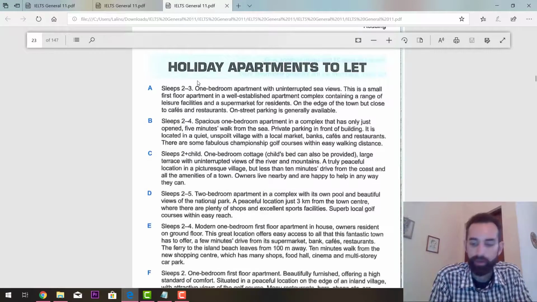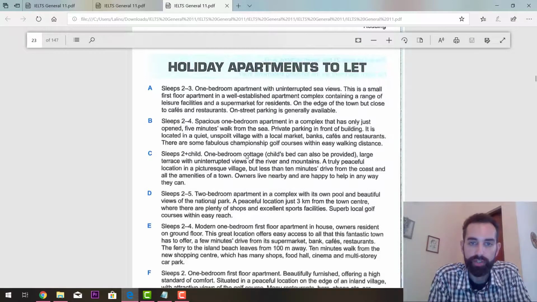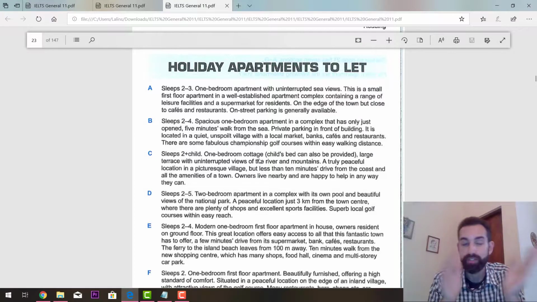That would be, we chose, what was it? C, yes. One-bedroom cottage, child's bed can be also provided. Large terrace with uninterrupted views of the river and mountains. And a terrace is an outdoor area where you often can sit.